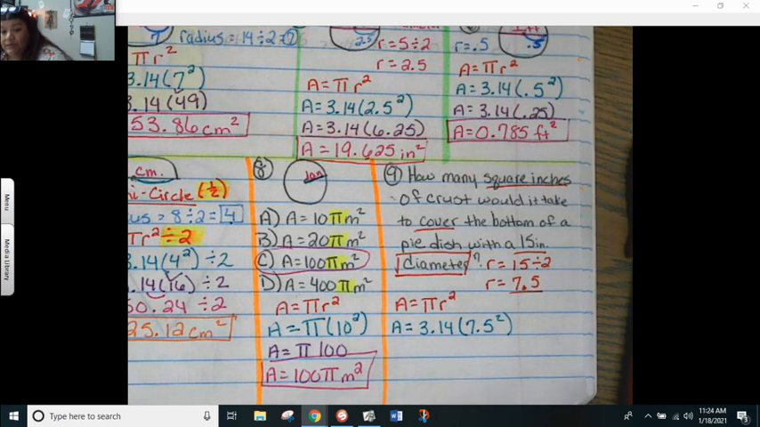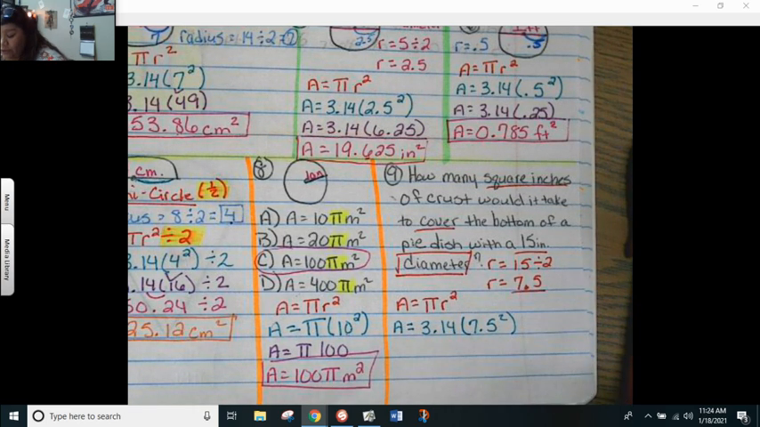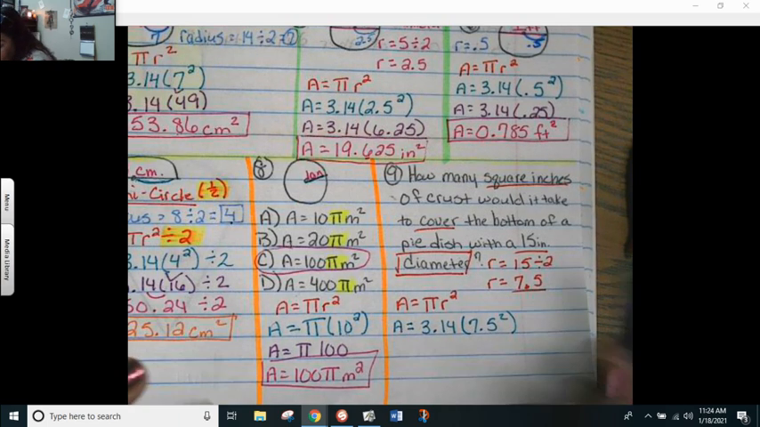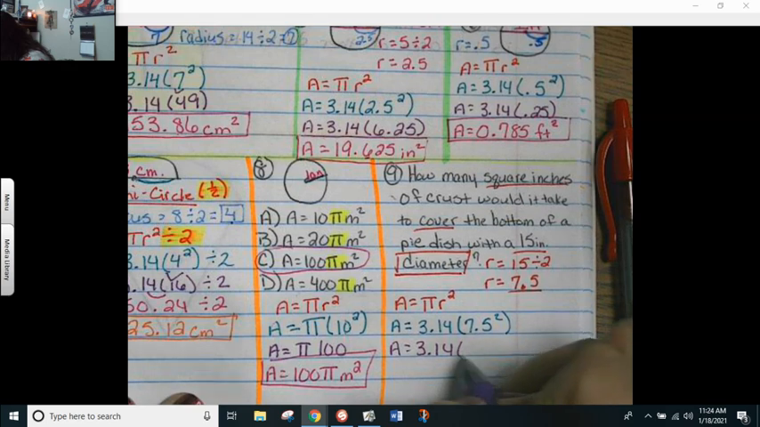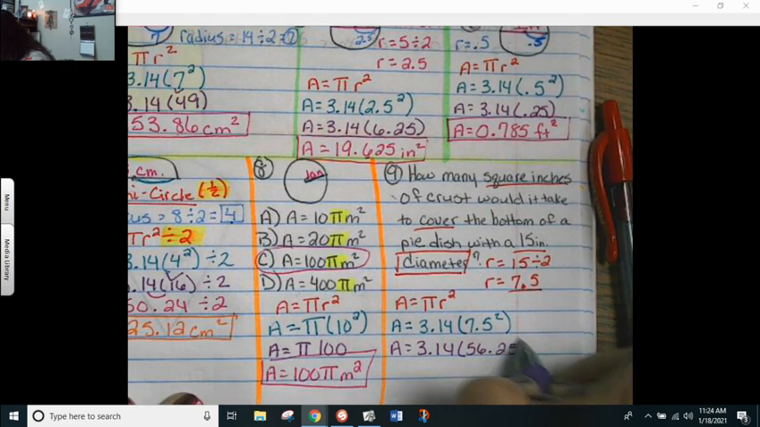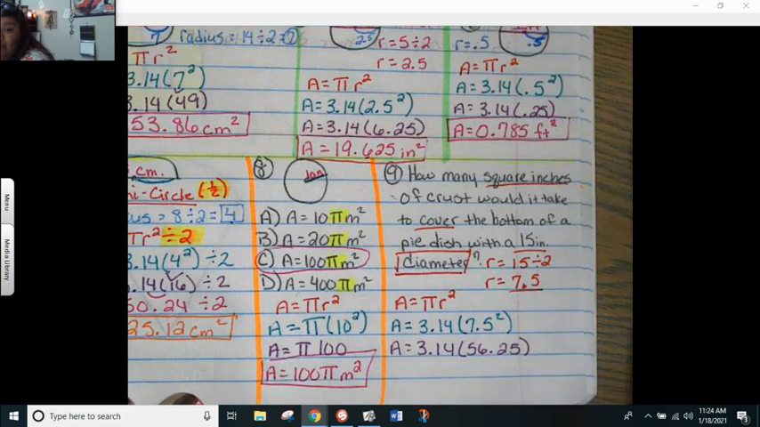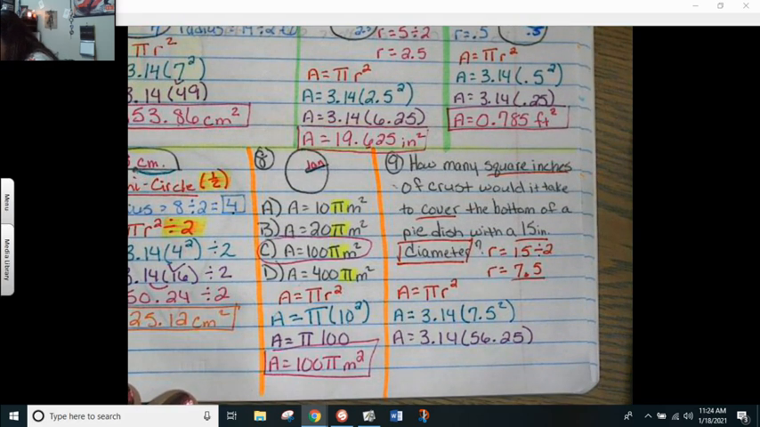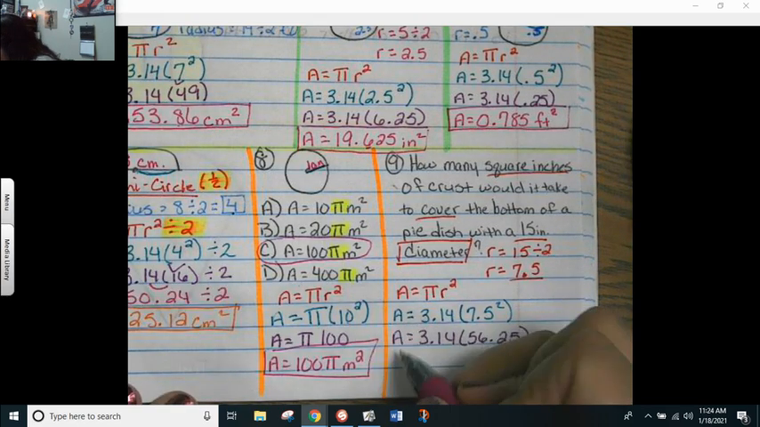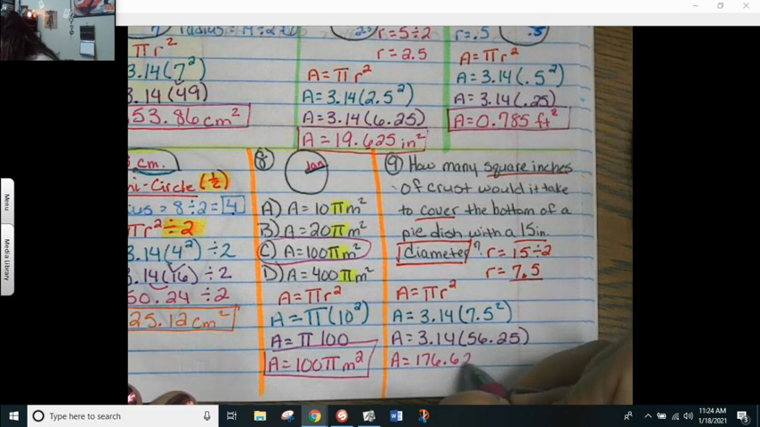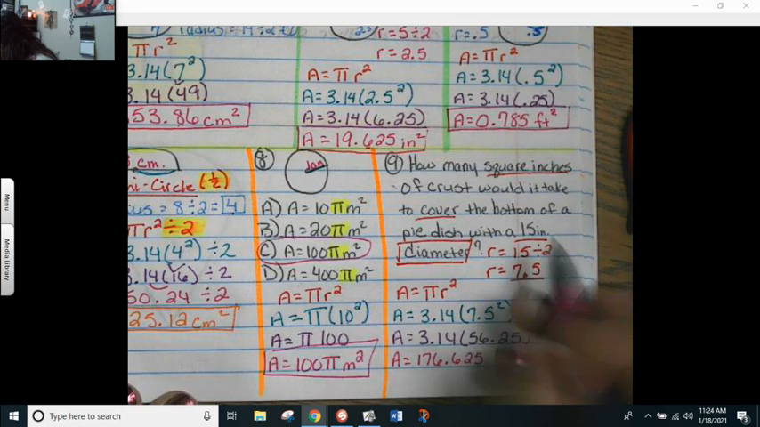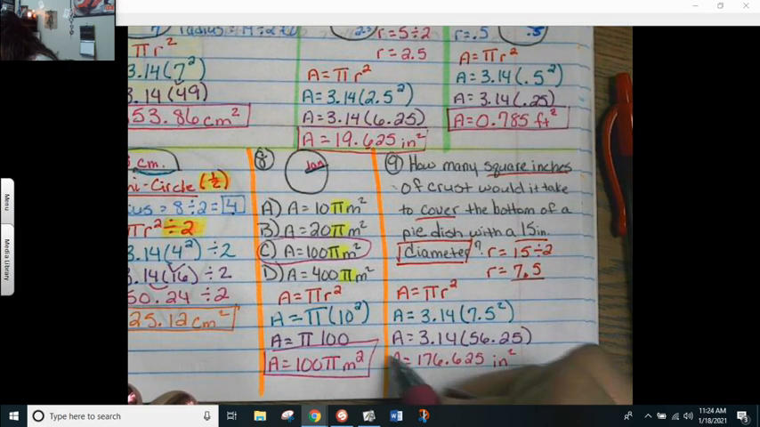Now let's do our math, okay? Exponents go first, so it's going to be 7.5 times 7.5. 56.25. Okay, so definitely on this one, be careful with how many times you're moving that decimal. Okay, and that's where we make some mistakes. All right, and now when I multiply this together, I'm going to get 176.625. We're in inches, so inches squared.